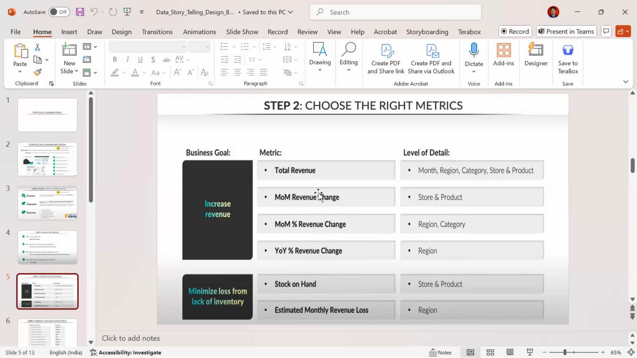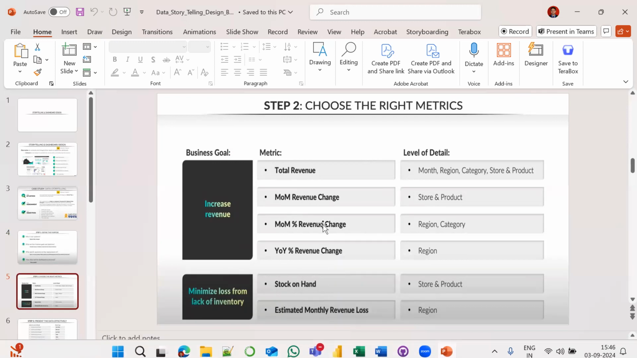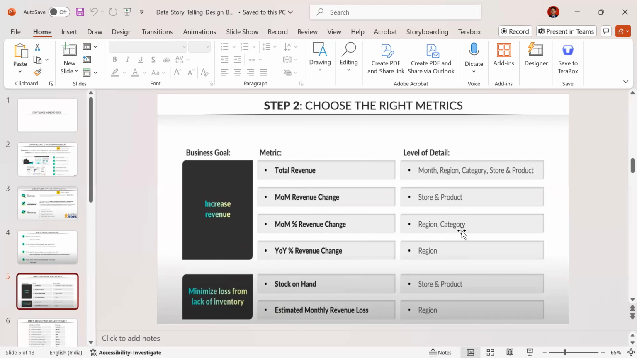And month on month percentage revenue change also they may be looking for sometimes. See, this is normal numbers. This is in percentage. They will ask you, okay, month on month revenue change, I understood, I want it percentage wise. For that also, you need to have a separate chart which will provide us by region and category. This will help them to see how much percentage this particular region is involving, and category involving, product category. And year on year percentage revenue change also they may look for region wise. That will provide them some insight.